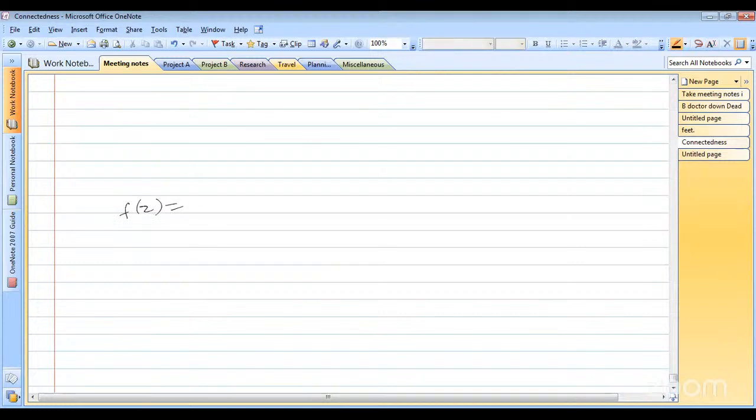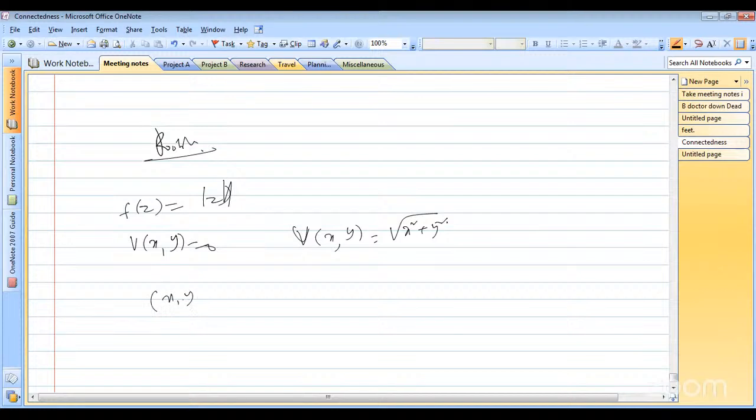f of z is equal to modulus of z. f of z is real always, therefore v of x comma y is equal to 0, and u of x comma y is equal to the square root of x squared plus y squared. Now the partial derivatives of u do not exist at the origin, so f is not differentiable there. So, for x comma y not equal to 0, 0, what do we have to do?